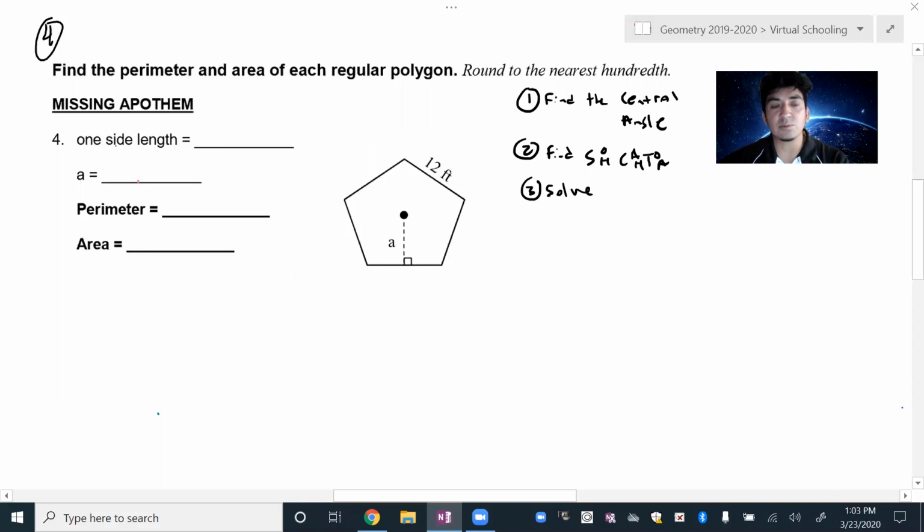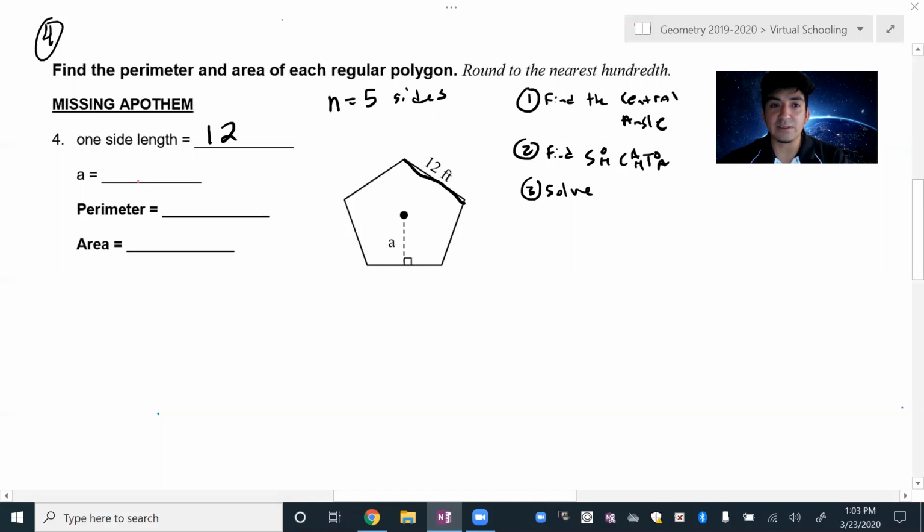From here, how long is one side length of this polygon? We have a pentagon, and this side happens to be 12. That means every single side has to be 12 because it's a regular polygon. So n is equal to the number of sides. In this case, n is equal to 5, so 5 sides. Some of you may have forgotten, so that's just a quick refresher.